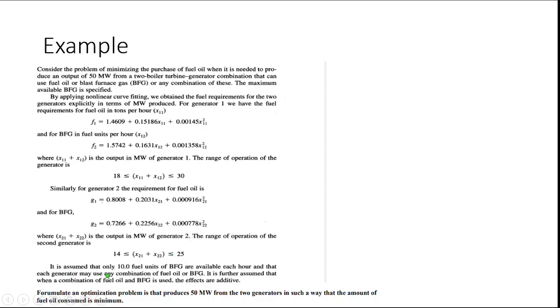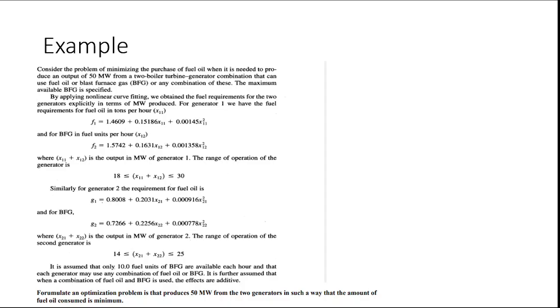And it says that it is assumed that only 10 fuel units of BFG are available. So remember, when we said that, they said that the maximum available BFG is specified. So they've now specified it here that only 10 fuel units of BFG are available each hour, and that each generator may use a combination of fuel oil or the blast furnace gas. It is further assumed that when the combination of fuel oil and blast furnace gas is used, the effects are additive. So if I should add fuel oil and blast furnace gas, I can just take the expressions they have and just add them. The effects are additive, so I can just add them up.